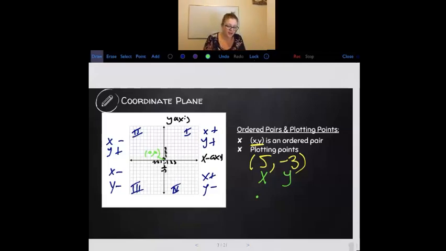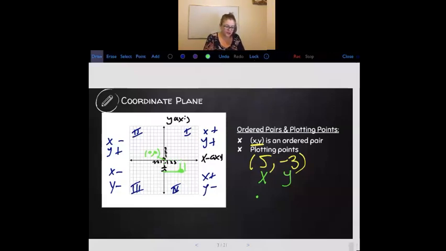To plot 5, -3, we're going to go 5 in the positive x direction. So 1, 2, 3, 4, 5. And it's going to meet at -3 in the y direction. 1, 2, 3. So our point would be here. It's 5 to the right and 3 down. And we're going to practice this a little bit more, but I just wanted to take a slide to introduce you to the coordinate plane and plotting some points.